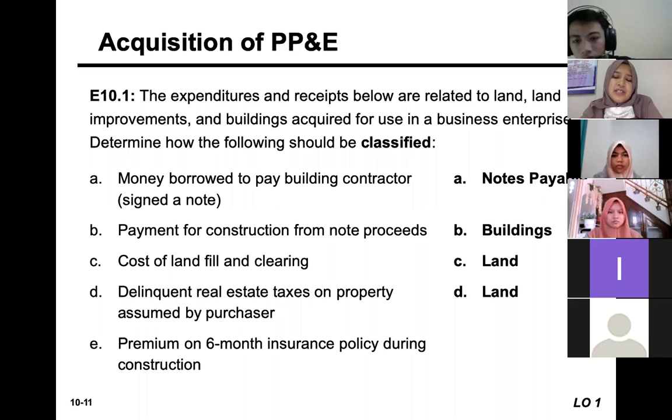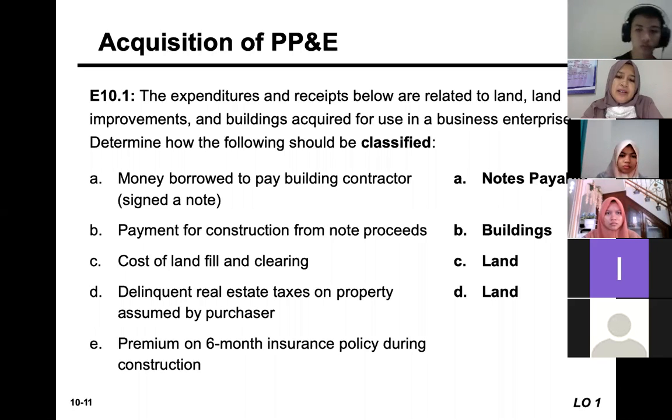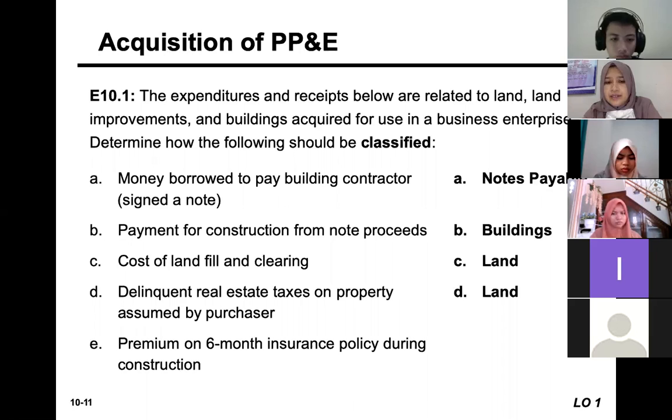I was thinking maybe the company buys the land, then there is a tax that has not been paid by the previous owner. So the company, the buyer, needs to pay those taxes. Okay, so it will be included in the land. Next, premium on a 6-month insurance policy during construction.